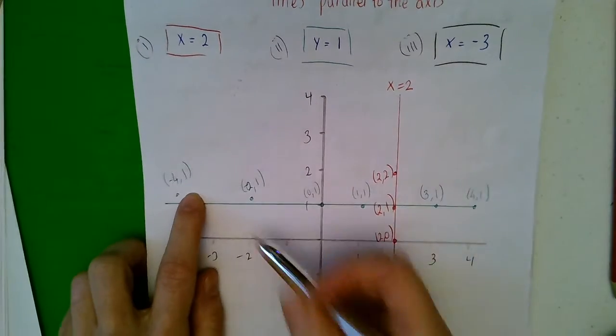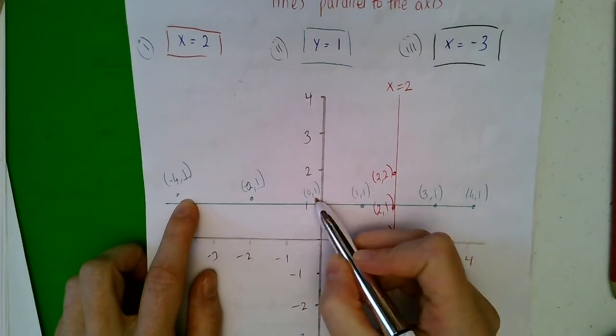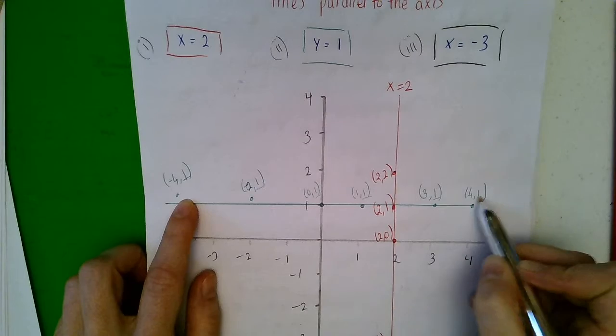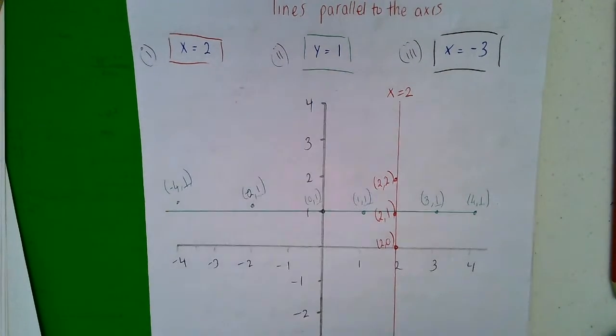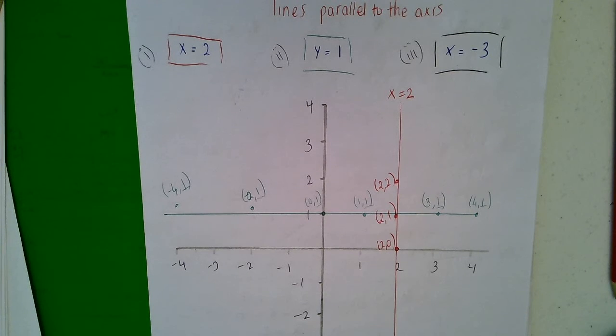So as you can see here, all the coordinates here, the y part is always equal to 1. So if you ever have an equation in the form y equals a number, it means that that line is in fact parallel to the x-axis.